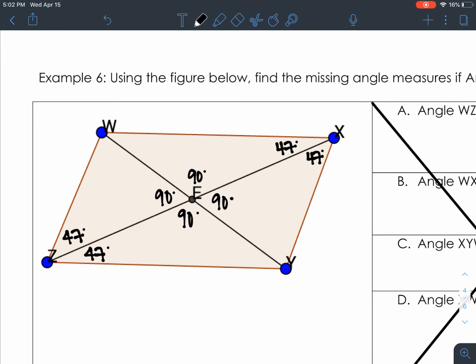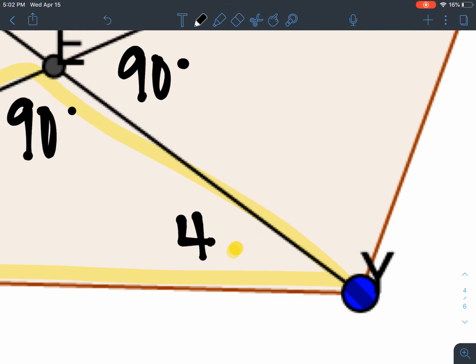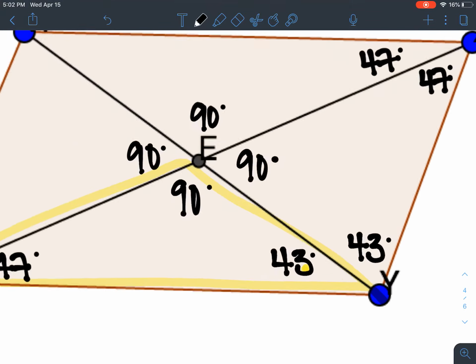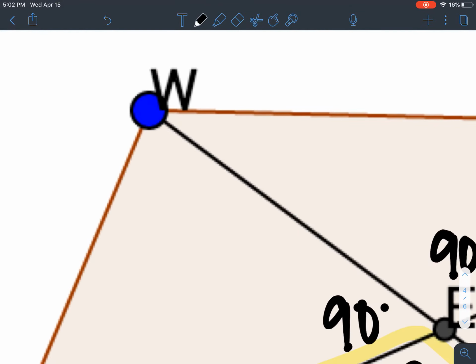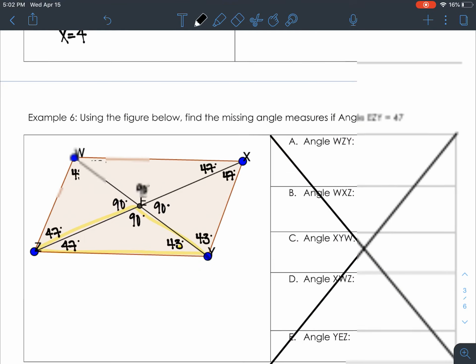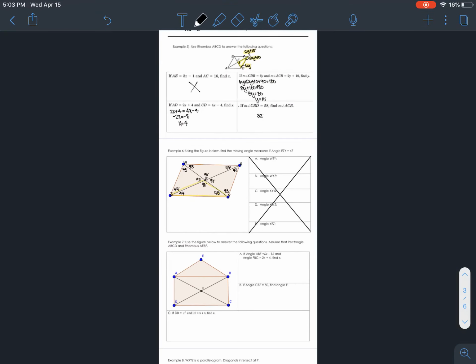Now, what I want to do is look at this triangle so I can find what that missing angle is right there. Because it has to add up to 180 degrees, I know that this is going to be 43, which means that this is also 43. And if we travel along that diagonal, this is also 43. And this is also 43. Easy peasy, not that hard.